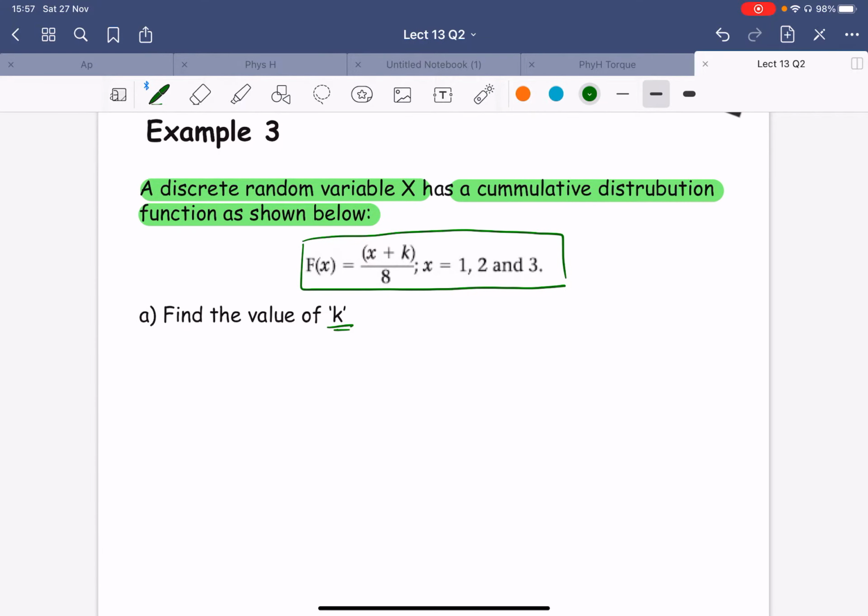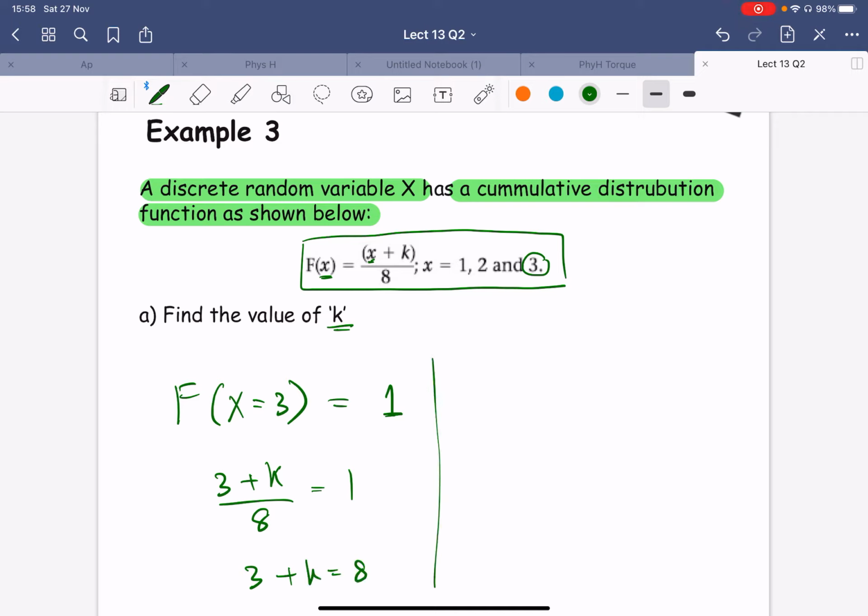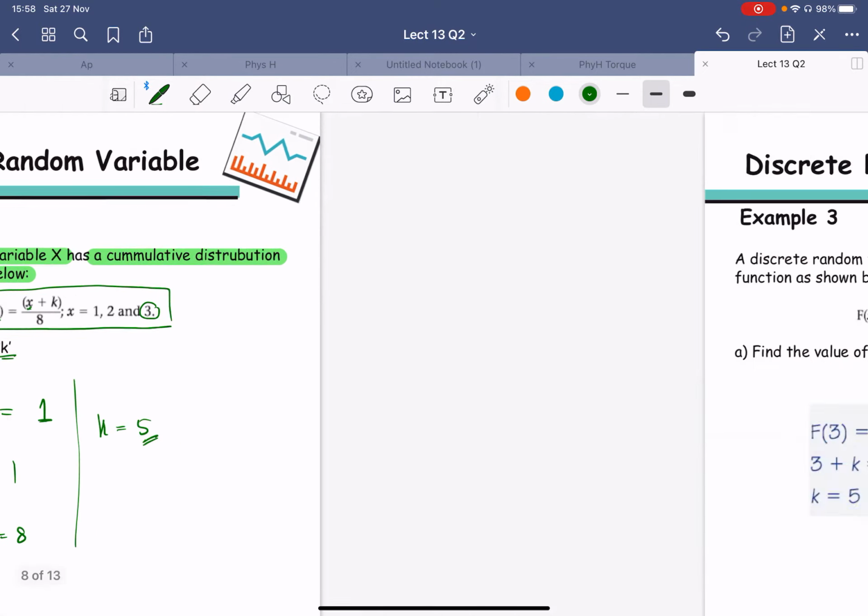The trick is we take the last value, put it in x, and say it should equal 1, because the last value is always supposed to give you 1. So I'll just put 3 in here. 3 plus k over 8 equals 1, cross multiply. Now I got k. k is equal to 5. So we have found k. Let's see what is next.